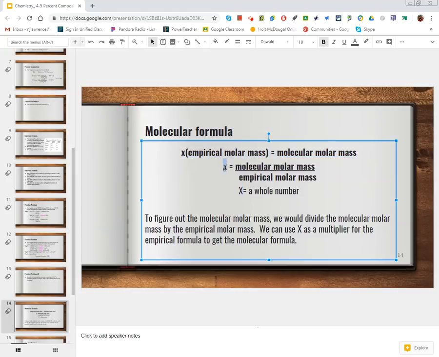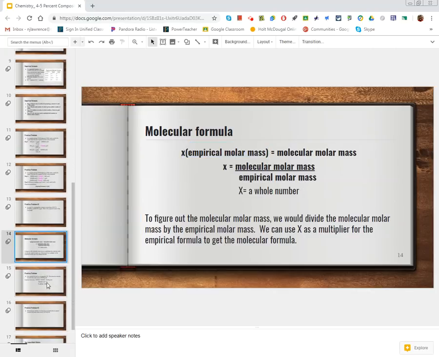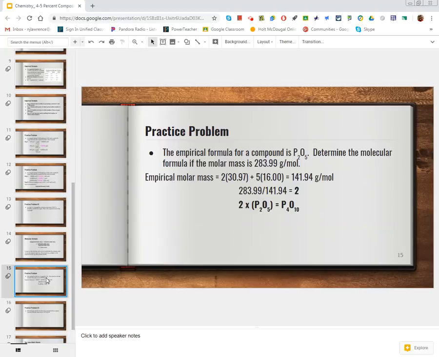You can determine the x by taking the molecular mass and dividing it by the empirical mass. Or once you know what that x is, you can also use it in this formula right here to determine your molecular mass. This is pretty simple. I'll show you a practice problem, then I'll let you try it. You're going to pick it up easy.